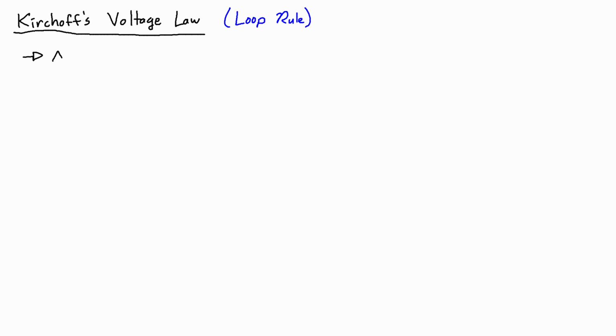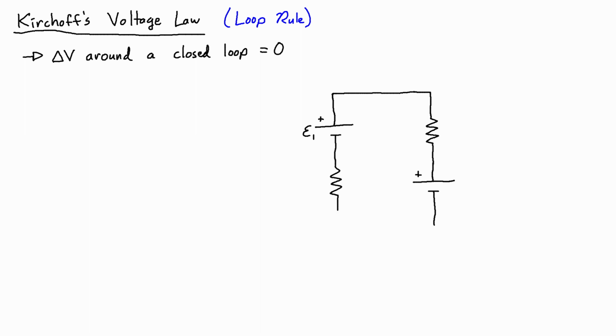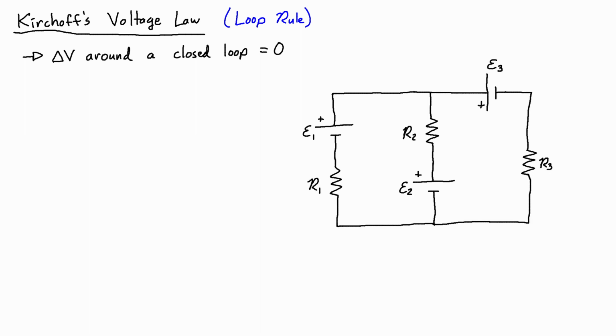Kirchhoff's voltage law, which is also known as the loop rule, is a bit more complicated, but it boils down to the idea that the potential difference around a closed loop is equal to 0. And I'll again go through an example to show you how this works. I'll draw the circuit out, and then there are 4 key points that I'll list for you to take a look at, and then we'll go through and I'll actually apply the loop rule.